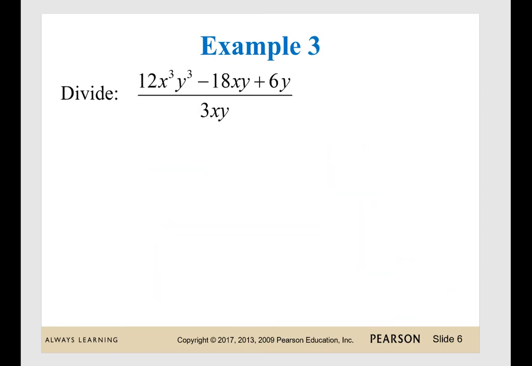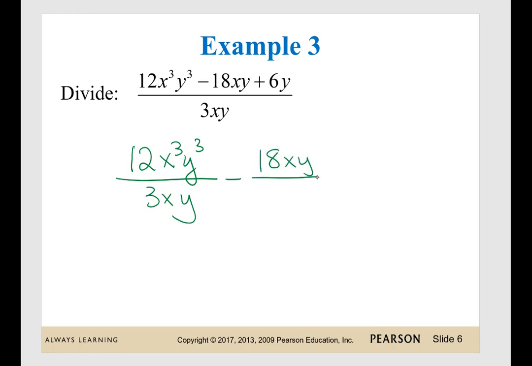One more example, almost exactly the same as the last one. I just changed it up a bit. If you want, press pause and try this. Let's see if your work and my work are the same. The first thing I'm going to do is break up the problem, so each term is going to get divided by that denominator. I will take each term individually.